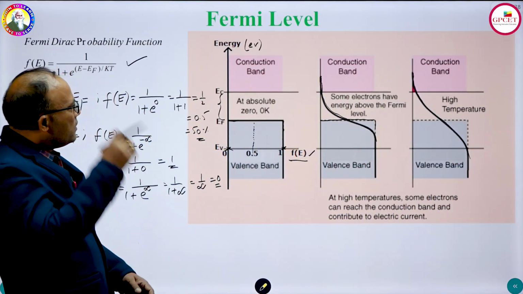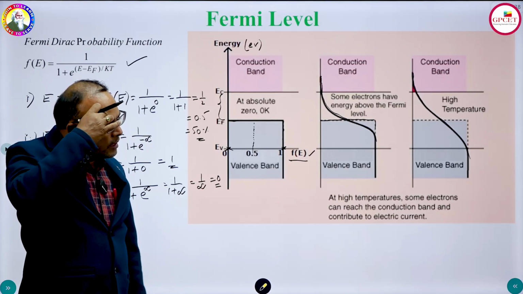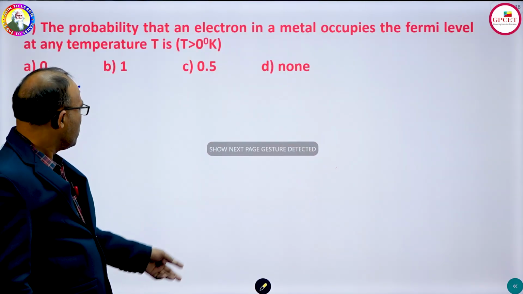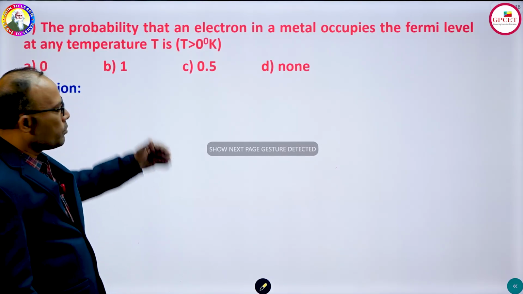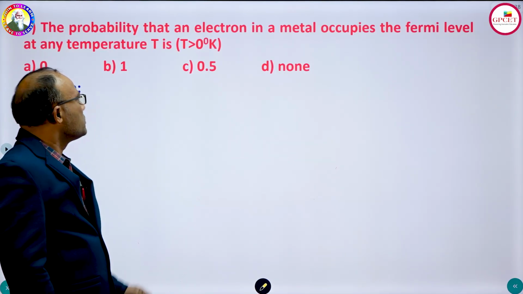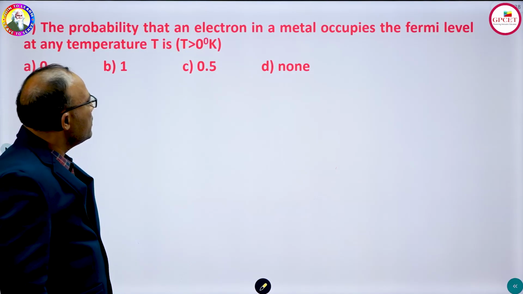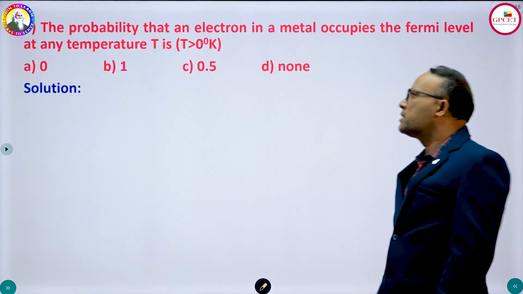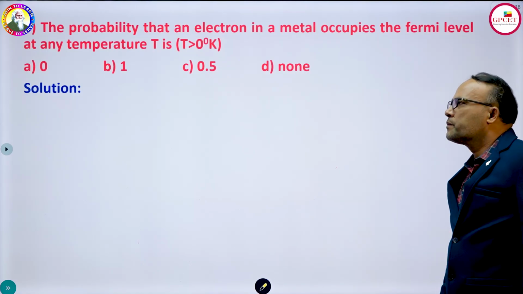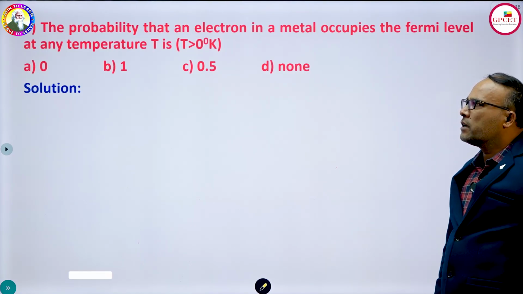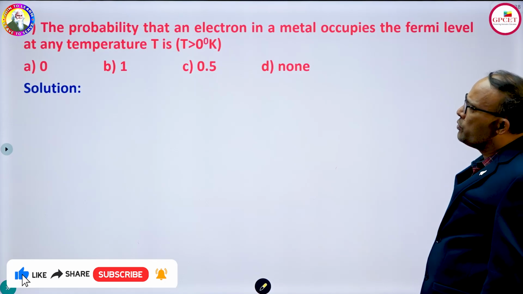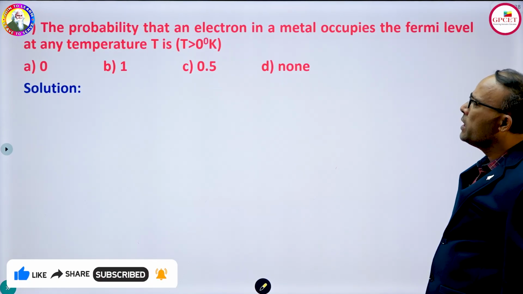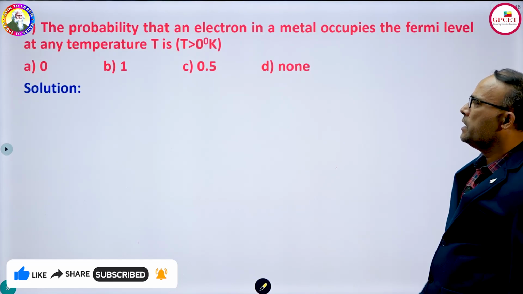Now, with regard to this Fermi level, let us have a brief concept with one problem. This is a problem which comes under competitive exams. The probability that an electron in a metal occupies the Fermi level at any temperature T, where T is greater than 0 degree Kelvin, is?